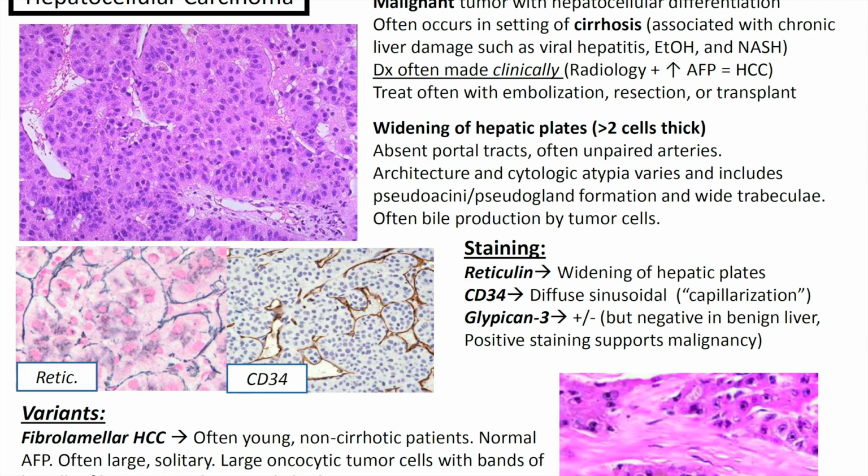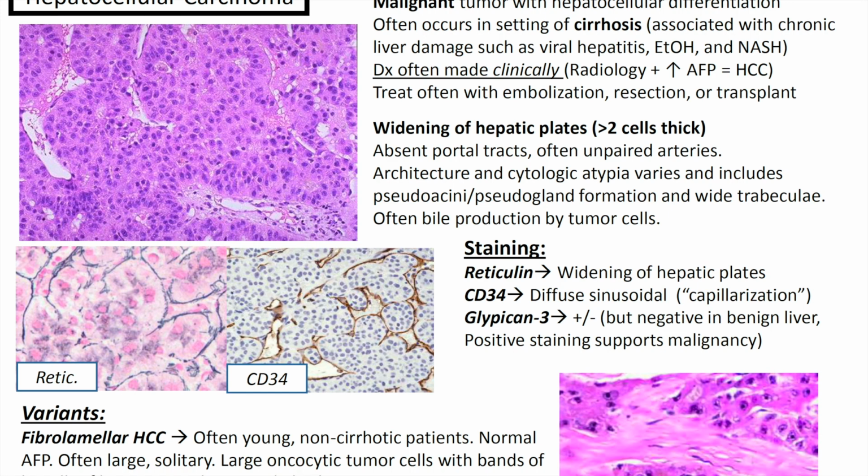The diagnosis is often made clinically, so it's pretty amazing what radiology can do. Certain radiological findings, plus an elevated AFP, is pretty supportive of the fact that it's going to be hepatocellular carcinoma. However, of course, if we're able to get some tissue in a biopsy or a resection, you're going to be able to prove definitively when we look at the cells if it is in fact hepatocellular carcinoma. And this can often be treated with embolization, resection, or transplant. So what are we going to see microscopically for hepatocellular carcinoma?